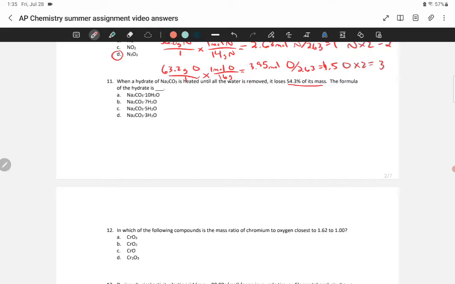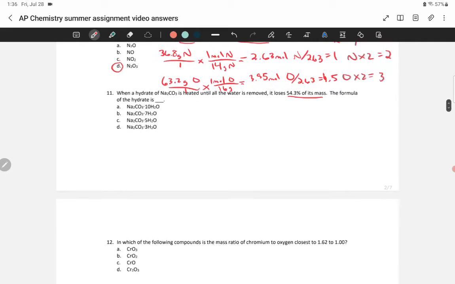So again, we want an answer that has 54.3. So this is pretty much, you might have to guess and check. Do A, do B, do C, do D. I'll jump to the correct answer, B, but I think you're going to have to do all 4 of these. So we want to get a percentile, we want to get this to happen. The part we're interested in is water. So for B, it's 7 waters, and water weighs about 18 grams.